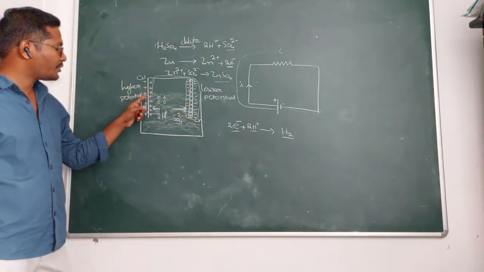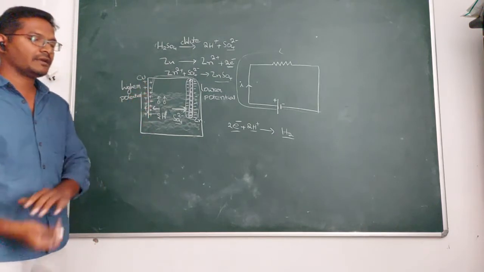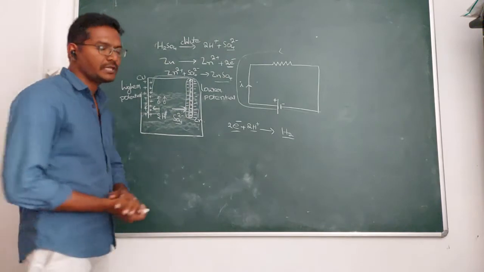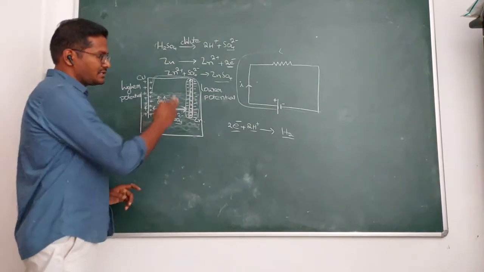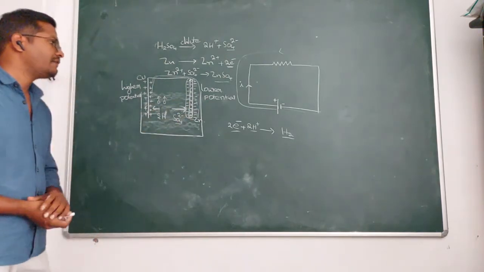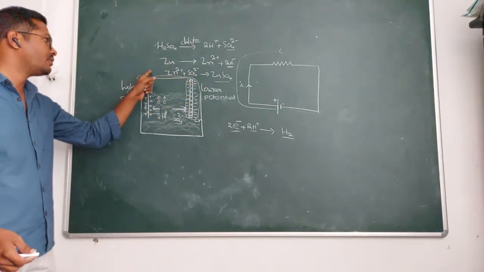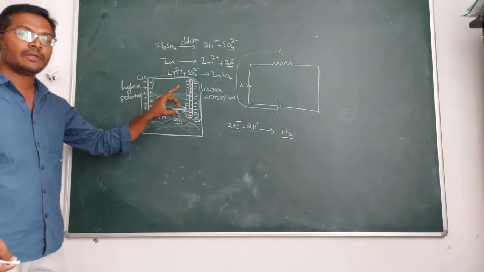Why is it said to be the higher potential? Because positives are accumulated, which is said to be the higher potential, and here negatives are accumulated, which is said to be the lower potential. So always the negative charges move from lower potential to higher potential.